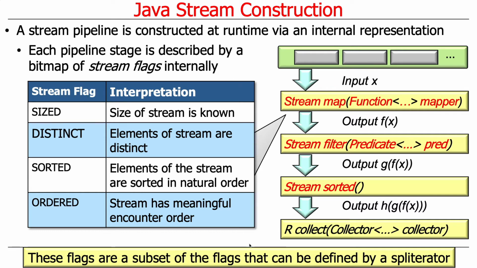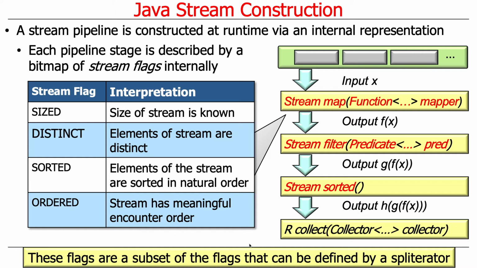Now, as that linked list is being built up, each stage in this pipeline is described internally by a bitmap of flags. They're called stream flags. And these flags will describe each of the operations that exists in the stream. So for example, one of the flags is going to be sized, and that says whether the size of the stream is known or unknown. So there are some streams that have unknown size.